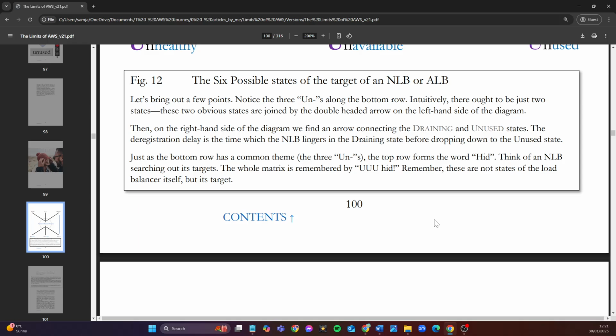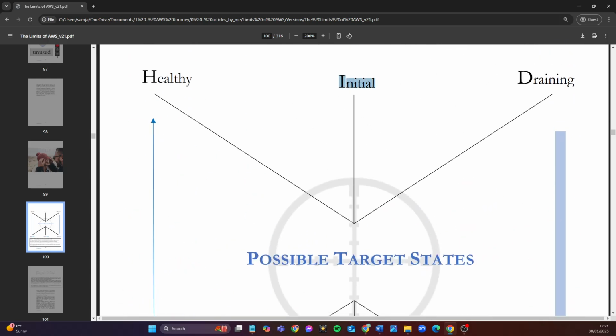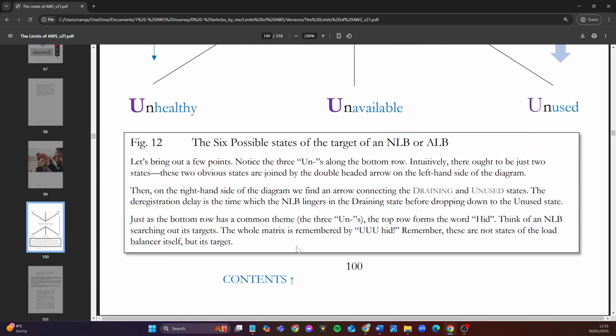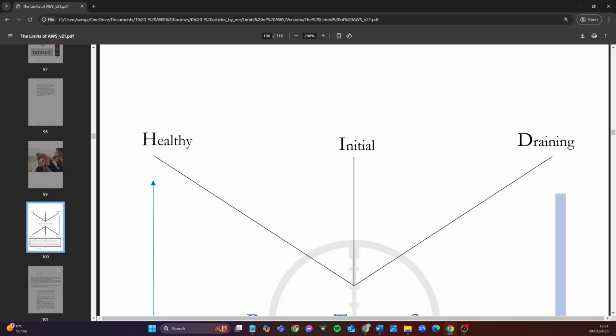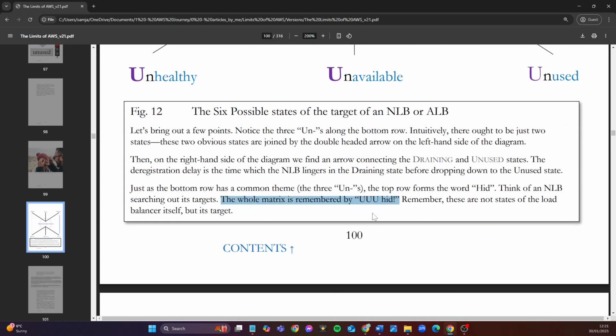Just as the bottom row has a common theme, the 3 uns, unhealthy, unavailable in the middle, and unused, so too does the top row form the word HID. There's a common theme amongst all the elements of the top row as well. It's healthy, I for initial, and D for draining. HID. Think of an NLB searching out its targets. The whole matrix is remembered by hid. The top row is hid: healthy, I for initial, and draining. Can you remember them? HID, healthy, initial, and draining.